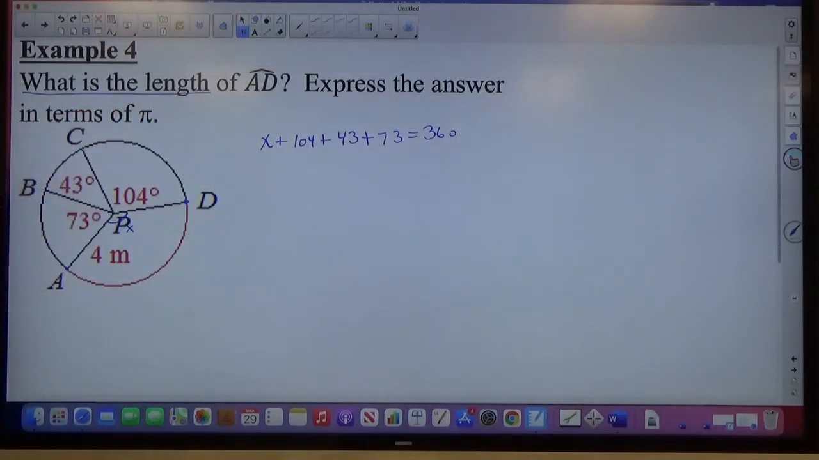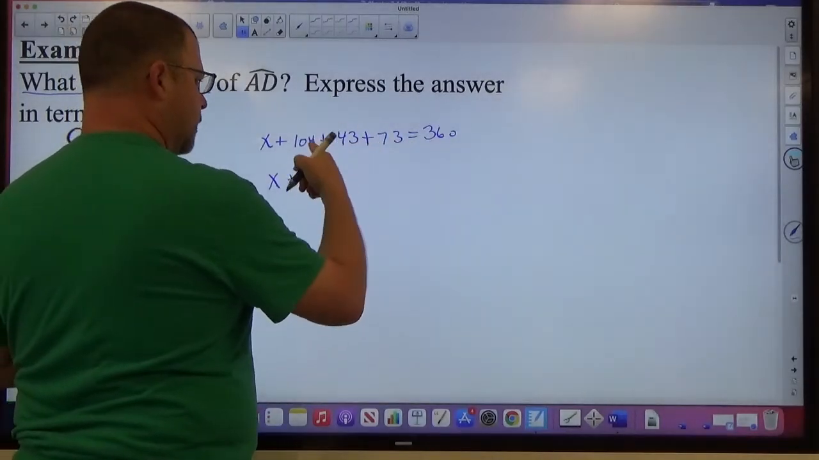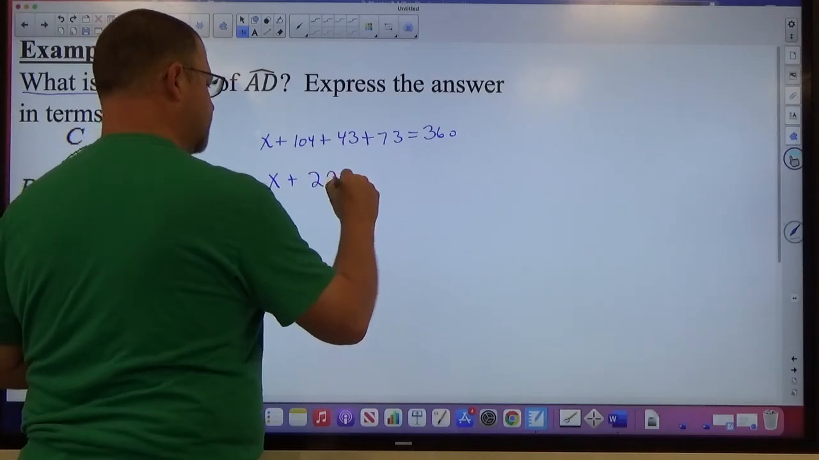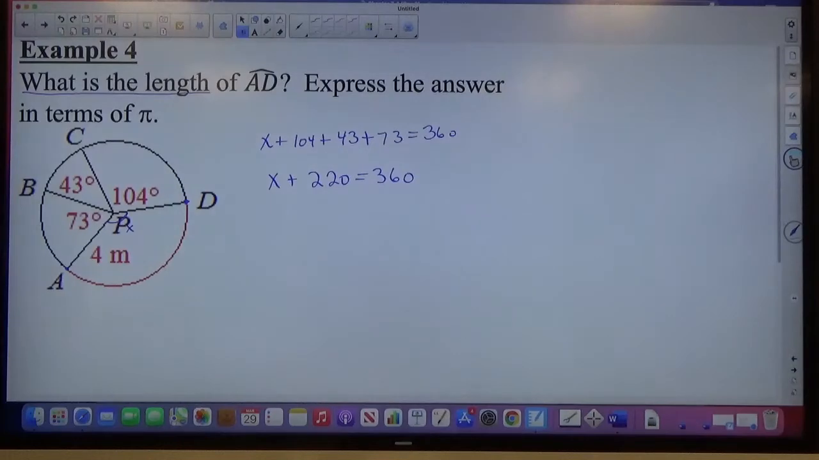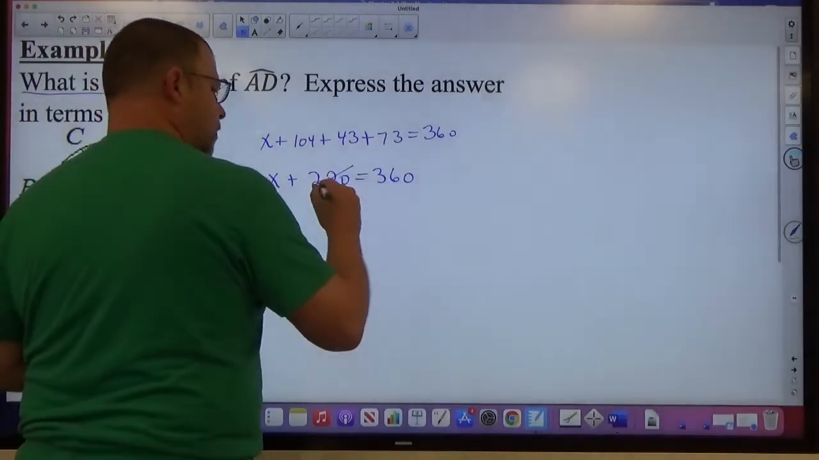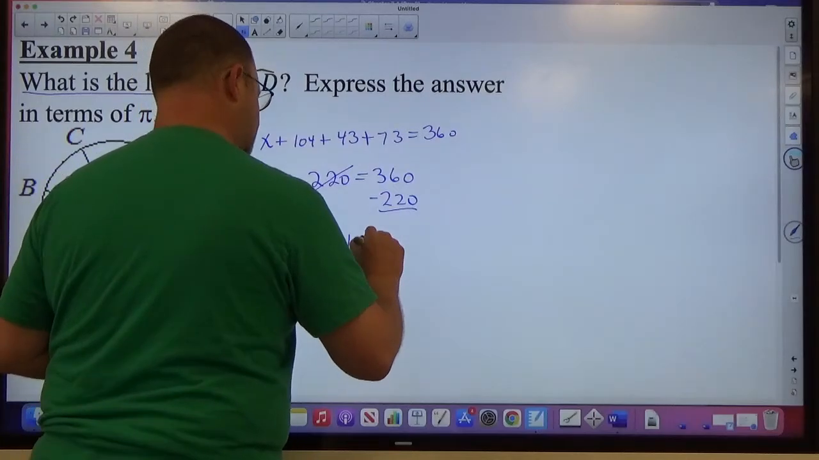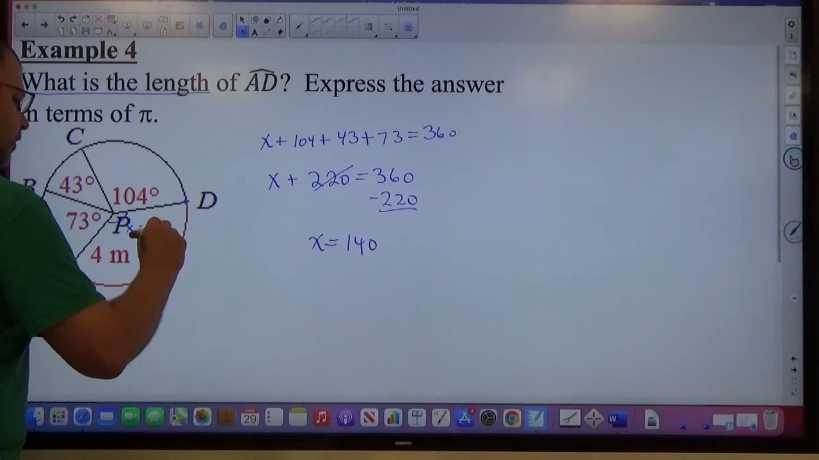If I add up all the numbers on the left-hand side, 3 plus 3 plus 4 is 10, 80, 120, 220. X plus 220 equals 360. We slide the 220 over, we get X equals 140. So at this point, we now know that this is 140 degrees.